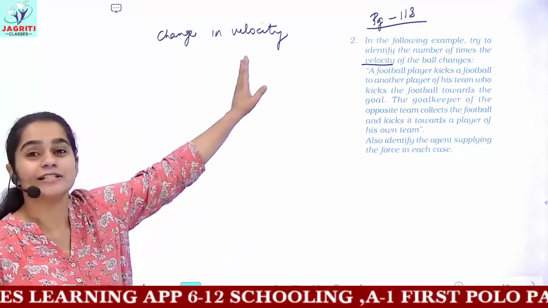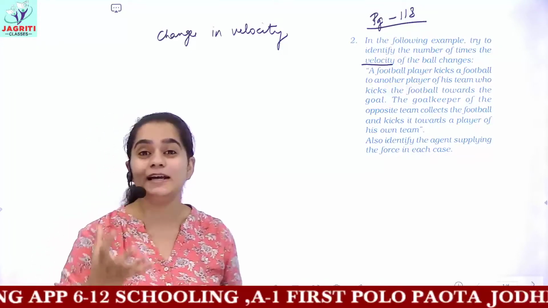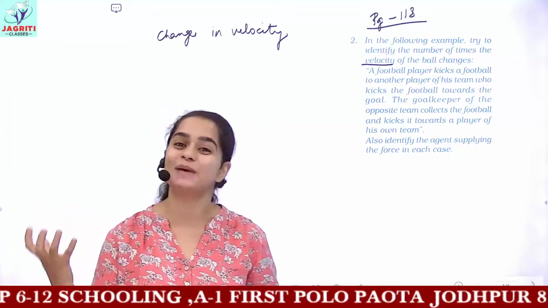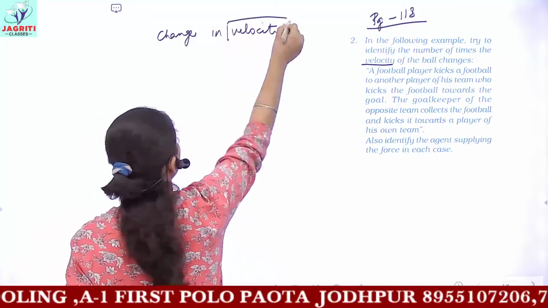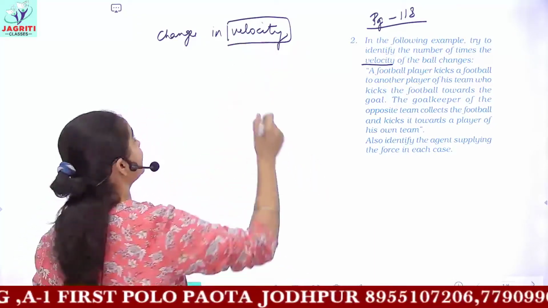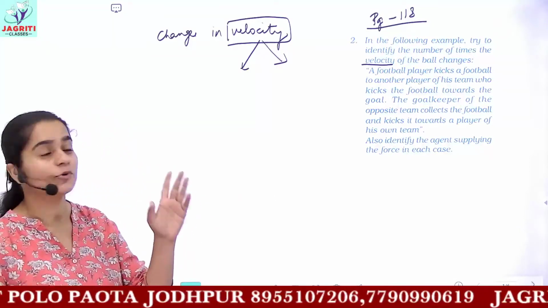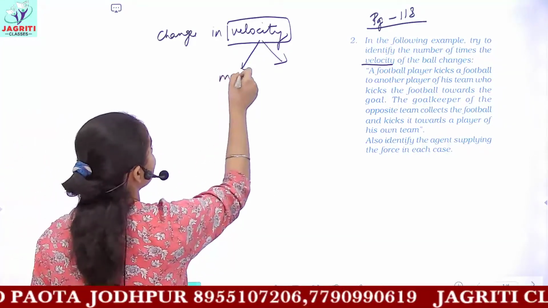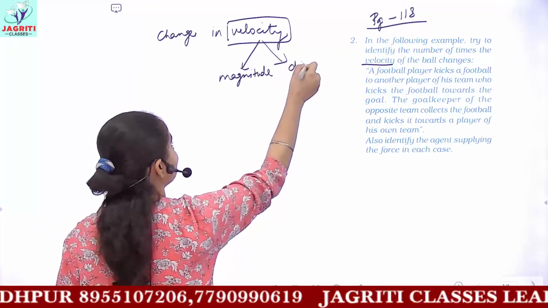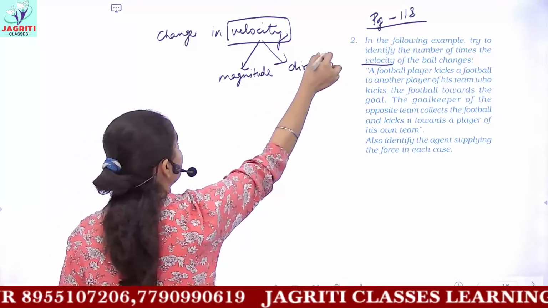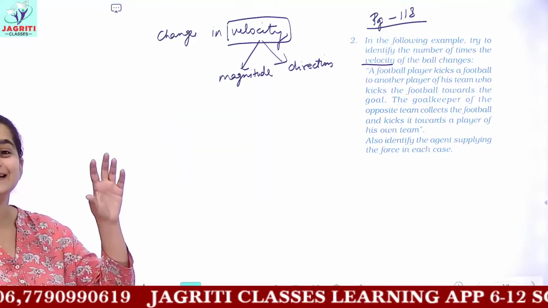Vector means velocity is that physical quantity which is associated with a numerical value that tells its magnitude, and then you have the direction. Because we know that velocity is a vector quantity, we have already discussed this when we were dealing with chapter 8, motion. So velocity has a magnitude as well as direction, whereas speed is a scalar quantity, it only contains magnitude.